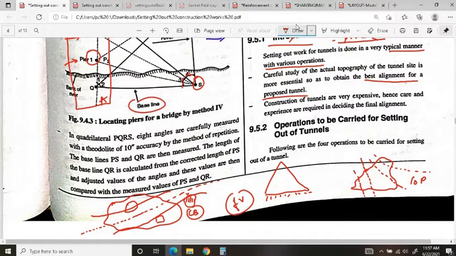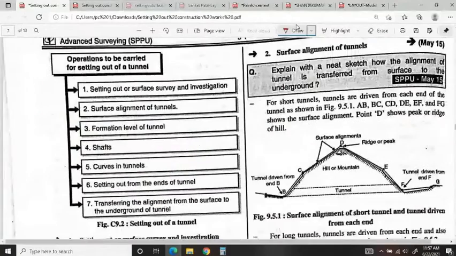Similarly, here also we have to study the topography to construct the tunnel. Construction of tunnels is very expensive, hence care and experience are required in deciding the final alignment. Alignment of the road means this one; for tunnels we will call it the alignment of the tunnel. Whether I have to choose the first option, second option, third option, or fourth option. Operations to be carried out for setting out of tunnels. There are 4 operations.